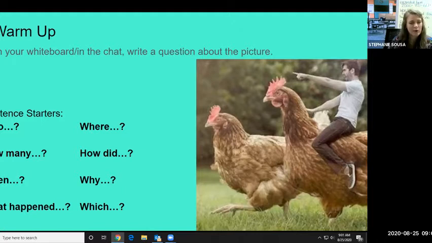Let's take a couple more questions. What about a when question? I haven't seen a when question yet. Somebody throw me a when question about this picture. How many chickens are there? Ooh, we can only see 2, but Josh is wondering, are there more? How did they get to ride that chicken? When will he get off the chicken? Great question, Kennedy. I would not be riding a chicken that long.